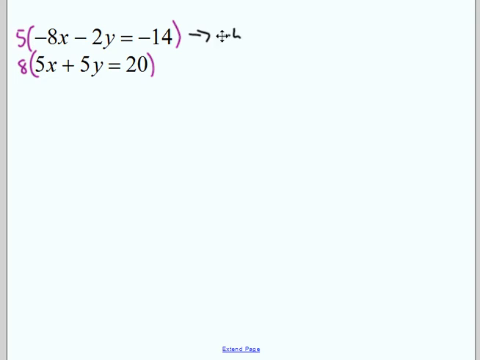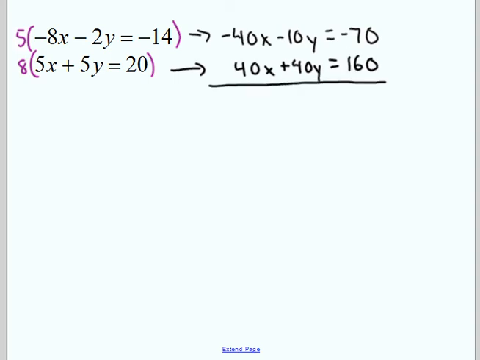5 times negative 8 is negative 40x. 5 times negative 2y is negative 10y. 5 times negative 14 is negative 70. Here, 8 times 5x is 40x. 8 times 5y is 40y. 8 times 20 is 160. Now if I add these, negative 40x plus 40x is 0x, so the x's are eliminated. Then 40y minus 10y is 30y. 160 minus 70 is 90. Divide both sides by 30. And look at this. Y turns out to be 3.